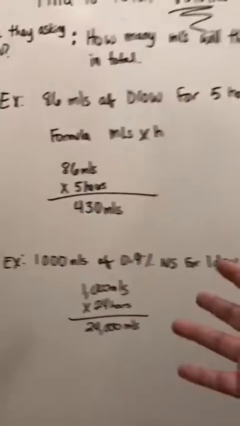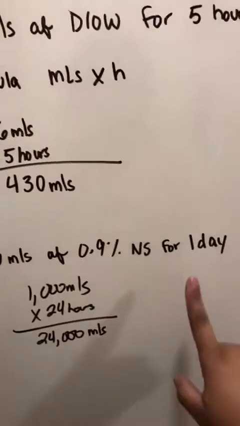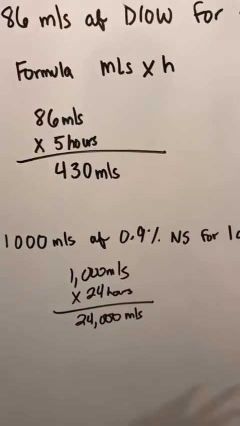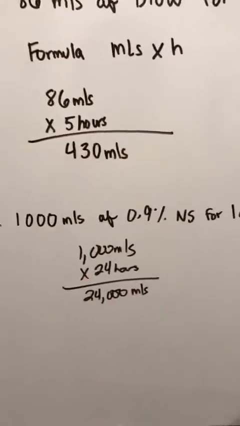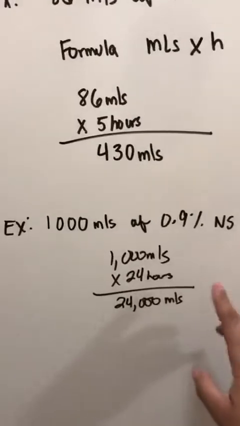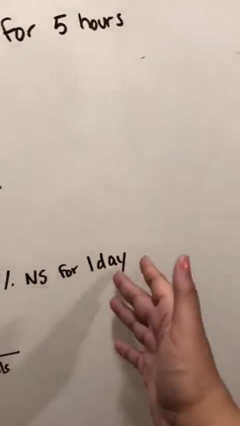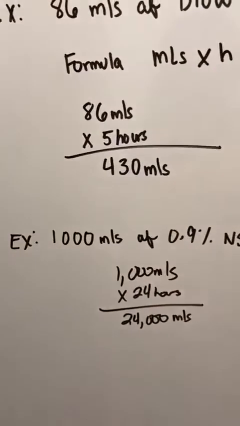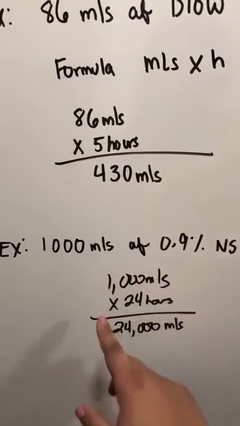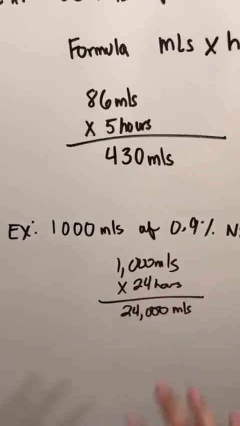So that would be one of the examples of when it's just not as straightforward. You need to decipher through that to be able to answer this problem. So the formula would be 1,000 mLs, which is, mLs, multiplied by 24 hours. Although they didn't give you the hours, they gave you the day and expected you to convert it into hours. So 1,000 mLs times 24 hours would be 24,000 mLs.